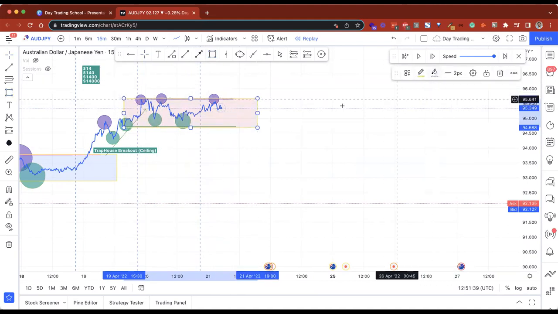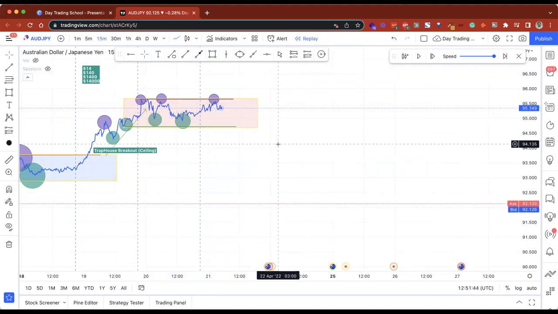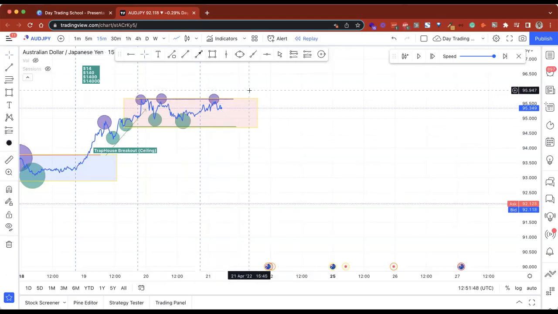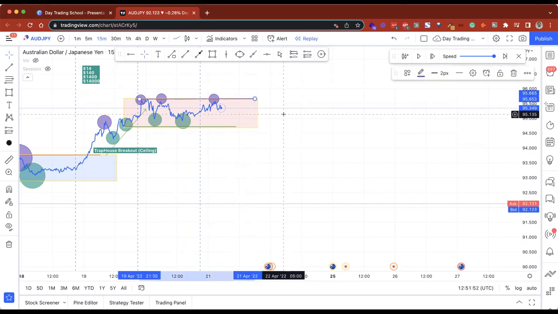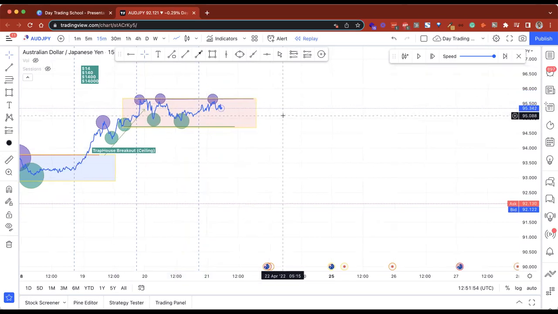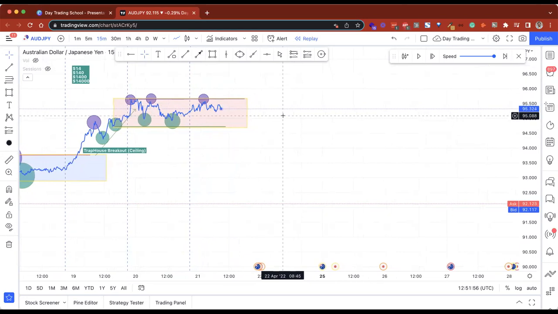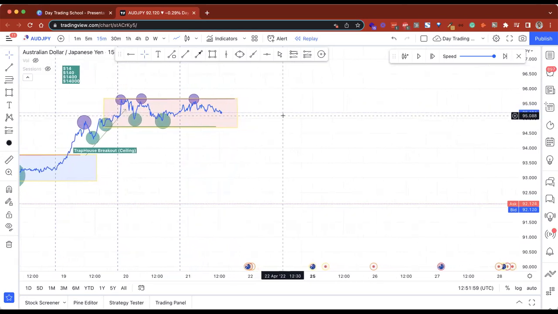While we're not in the trade no more, let's say we're out of the trade, but we're waiting for this. We're looking for a new trap house breakout. We got a new trap. Now we want to see if it's going to break out to the top or to the bottom. That's why the rectangles are so important. So let's see what it does. Still consolidating.